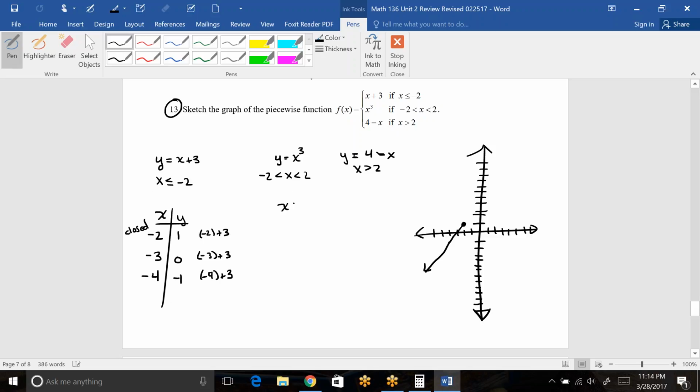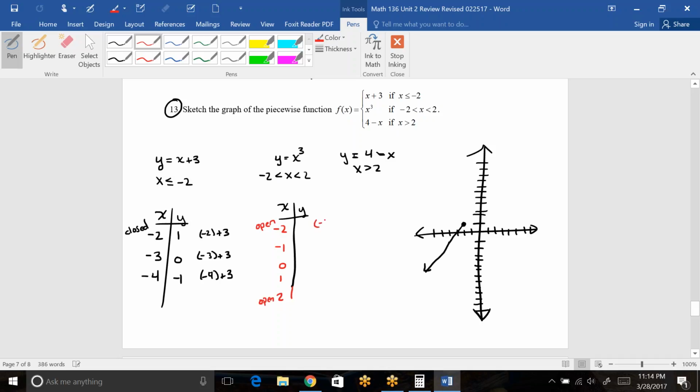For my second one, I'm going to do this one in a different color. We'll do it in red. We're plugging into x cubed, and we have to go from negative 2 to 2. So negative 2, negative 1, 0, 1, 2. You don't have to do all of those points, but anytime I have a starting and an ending, I do all the integers in between. Both of these endings would be open because there's no equal to bars.